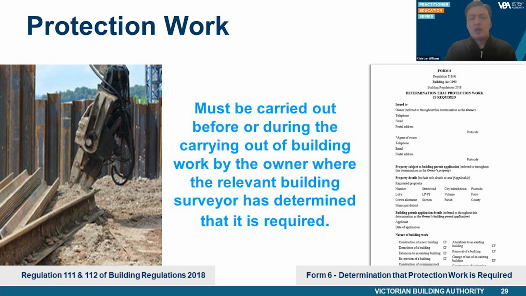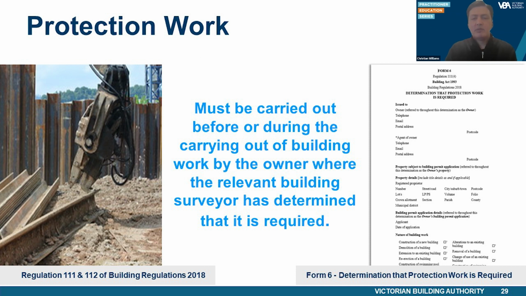Protection work is only required where the RBS considers that there could be damage to the adjoining property by the carrying out of the building work. Adjoining property is a defined term under the Building Act and specifies the land. Therefore, it's possible it could include anything on the owner's land that would be at risk of damage from the building work. For example, the structural capacity of the adjoining soil, driveways, trees, and any buildings, etc. Regulation 112 also specifies what the RBS must consider when determining protection work is required.